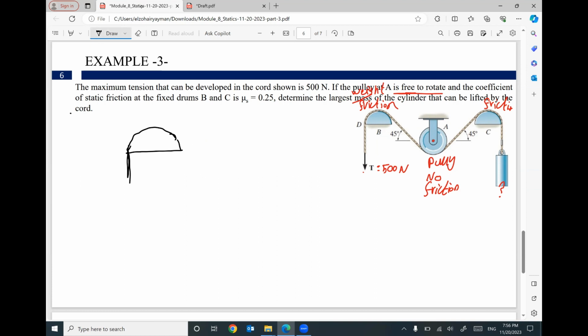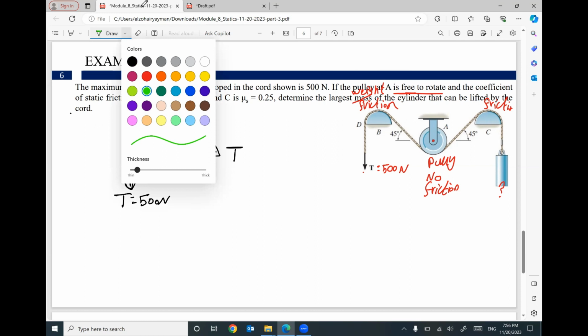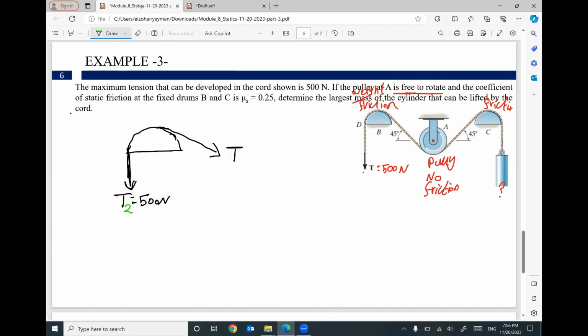And we have this cord coming down with a force T equal 500 Newton. And we have this cord coming in this direction. So I think, because we are applying the force here, this is T2 and this is T1. Does that make sense? And the relationship between T2 and T1 is T2 equals T1 times e to the power mu times angle beta.